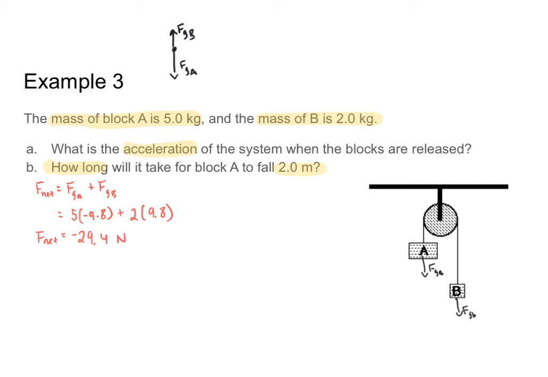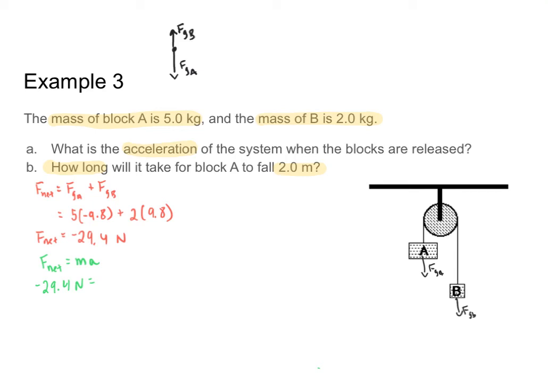So now I'm ready to finish solving A. And for A, what I can say is that my net force is equal to my mass times my acceleration. And in this case, now I know that my F net is negative 29.4 newtons. And I know that my acceleration is my unknown. But what mass do I use? Do I just use A? Do I use A and B?